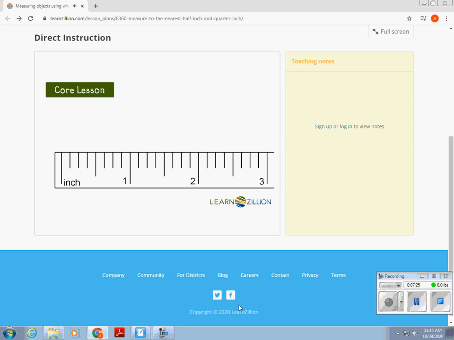Let's look at the objects Miss Galati has given to you. This push pin is the same length as 3 filled boxes, so we say it's 3/4 of an inch long. All these objects are 1/4 of an inch long. Here are some objects that are 2/4 of an inch long.